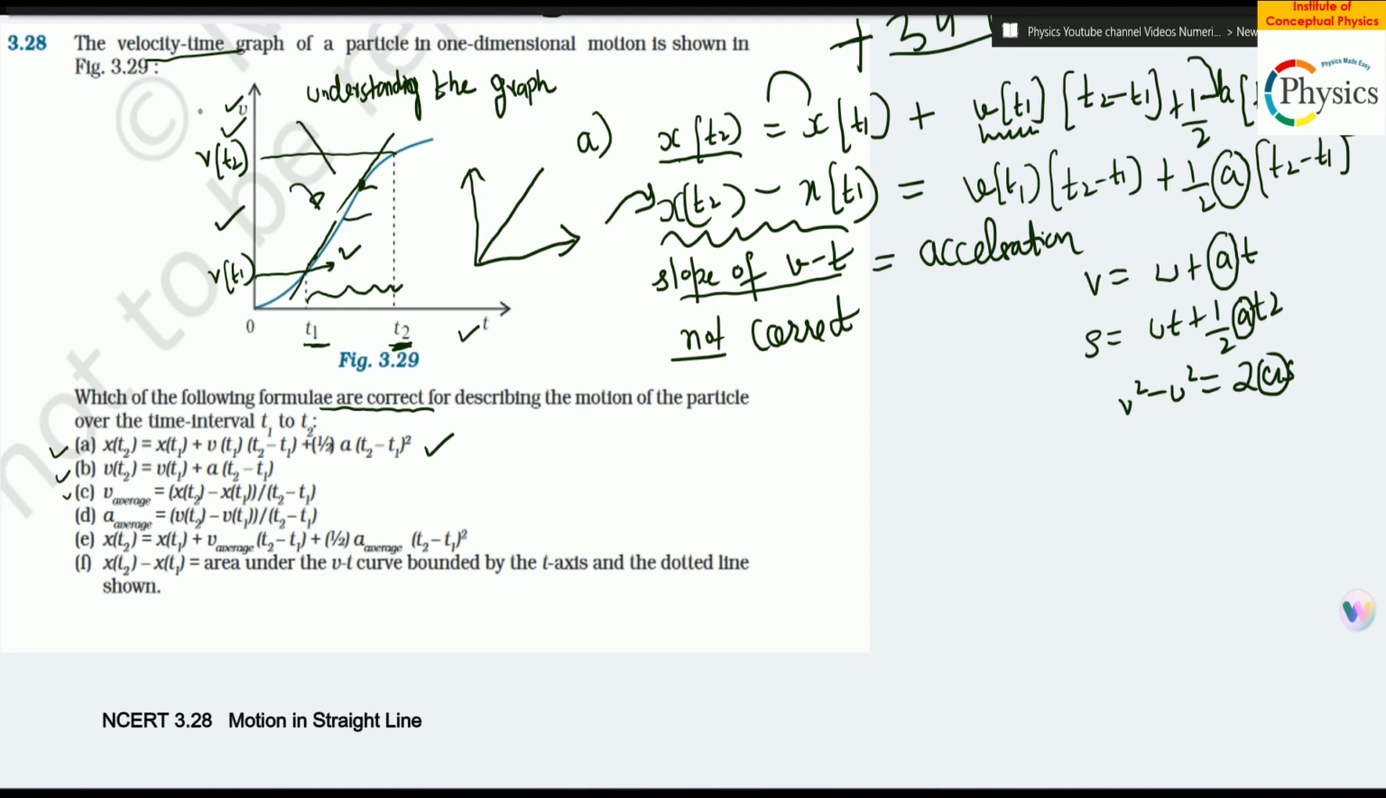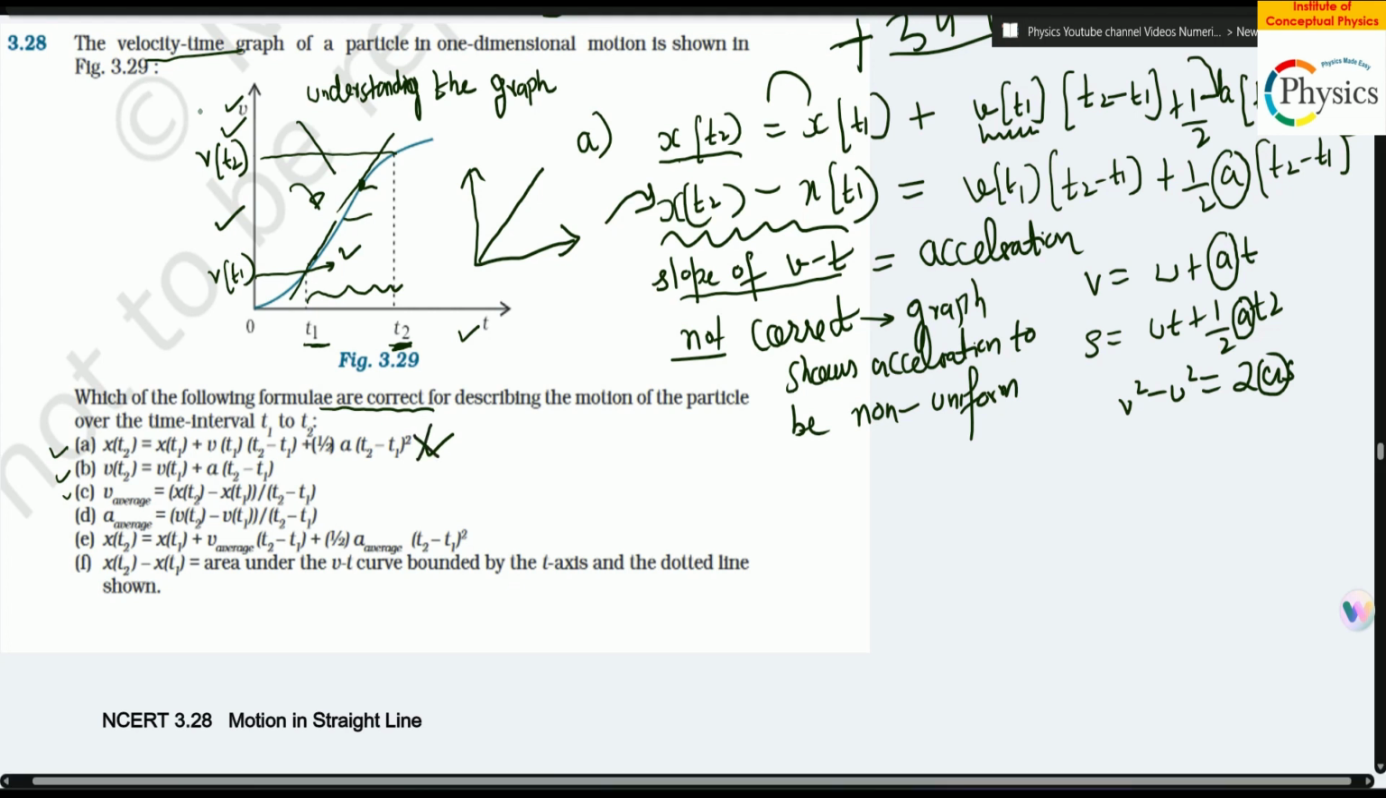So why is it not correct? Because the graph shows acceleration to be non-uniform. The acceleration is changing, and therefore the formula you have derived from the graph is not correct. So this is a wrong formula, right? So we have answered one. I hope this made sense.